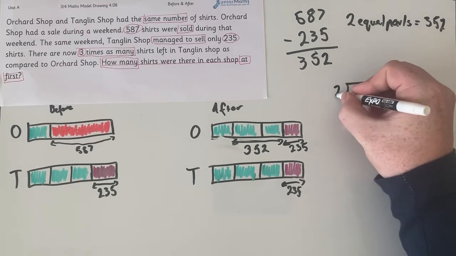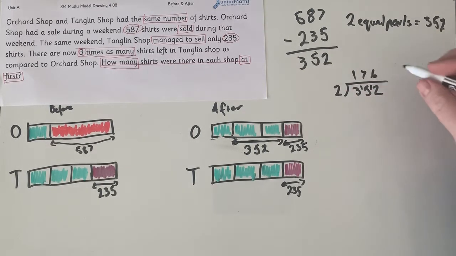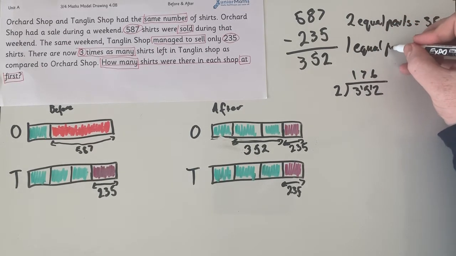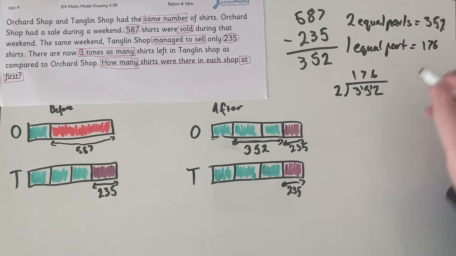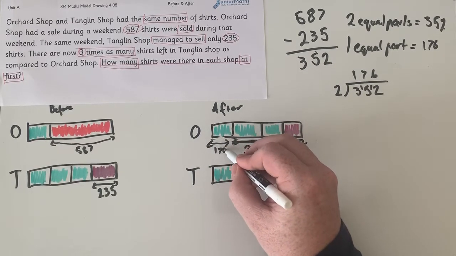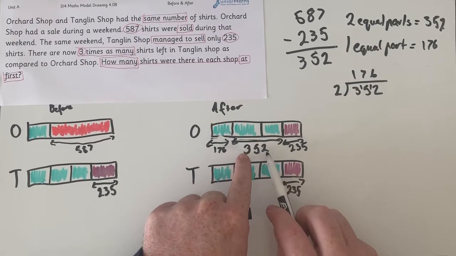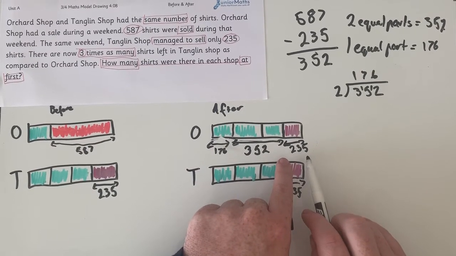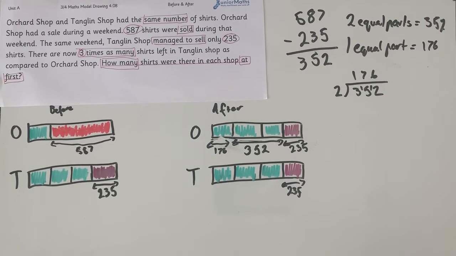So if 2 equal parts equal 352, 352 divided by 2, one equal part equals 176. So I can represent it that way. So this equal part is 176. These two are 352. And this one here is 235. So I can solve this 2 ways.